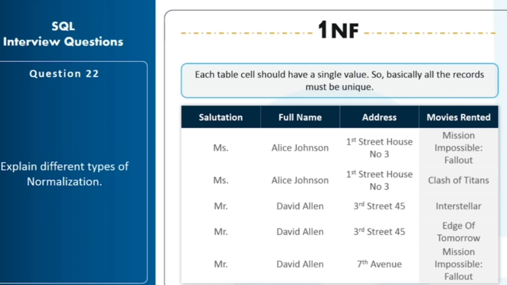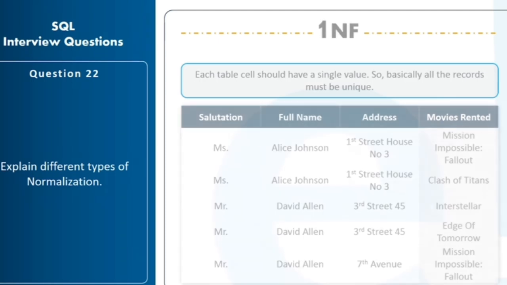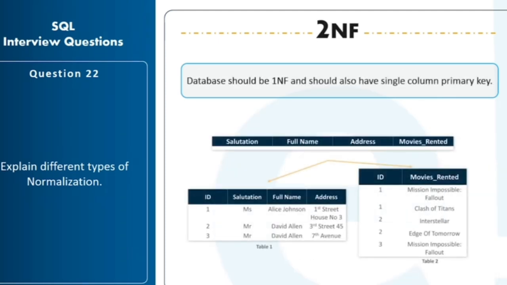Now you have to divide this table into 2NF, the second normal form. You can divide this table into two different tables. To have a table in 2NF, you need to make sure that the database is in 1NF and also has a single column primary key. Since the table we considered is in 1NF, that's applicable to our situation. Now let's move forward to 2NF.